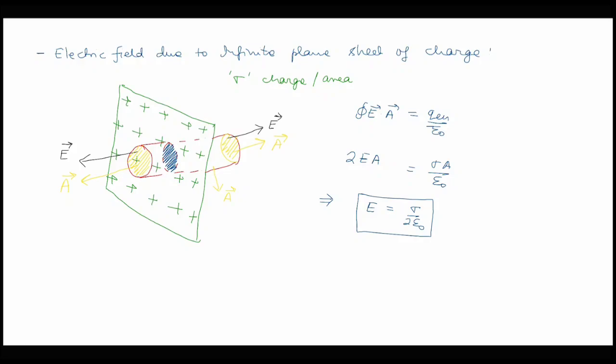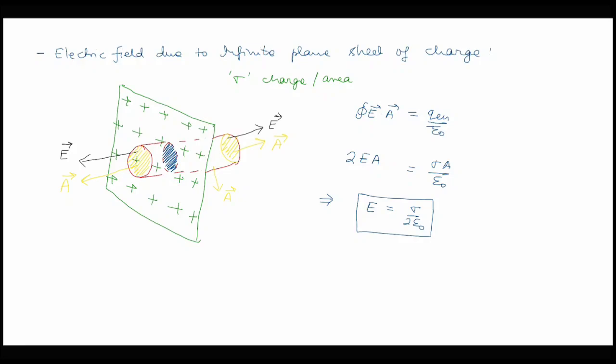So our assumption that the sheet is infinitely large is an idealization. Nothing in nature is really infinitely large, but the result E equals sigma by 2 epsilon naught is a good approximation for the points that are very close to the sheet compared to the sheet's dimensions and not too near its edges. At such points, the field is very nearly uniform and perpendicular to the plane.